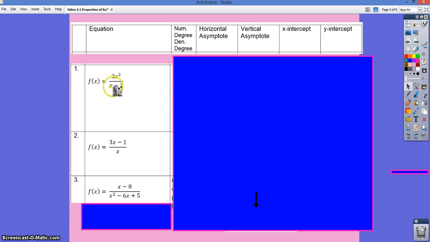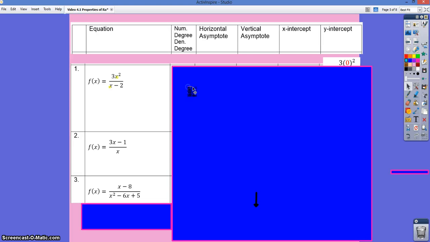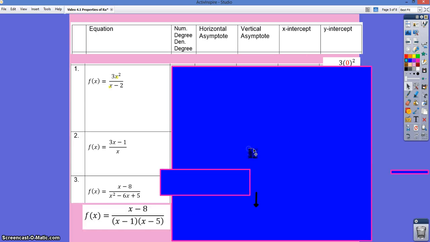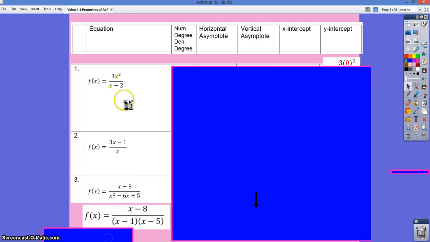I know it's a rational function because I have a ratio of 2 polynomial functions. Let's figure out our horizontal asymptotes first. The degree of the top and the bottom is going to help me find my horizontal asymptotes, correct? Okay, so the degree of my numerator is 2, and the degree of my denominator is 1.